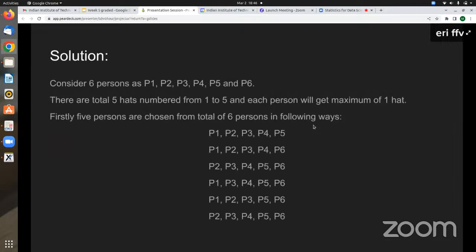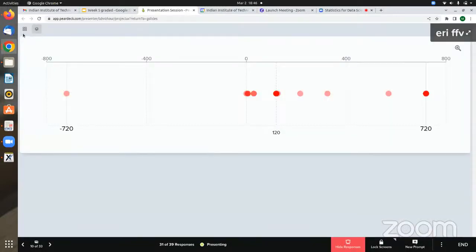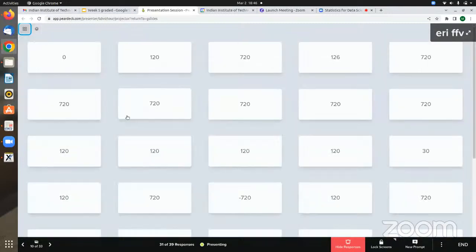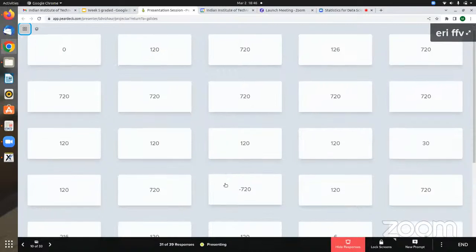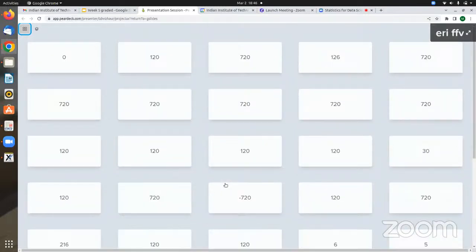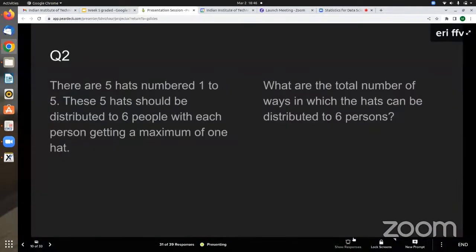Okay, let's see first of all what the answers are. Varied answers are there, but 120 and 720 are the common answers, I will say. Okay, let's find out which is the correct answer.